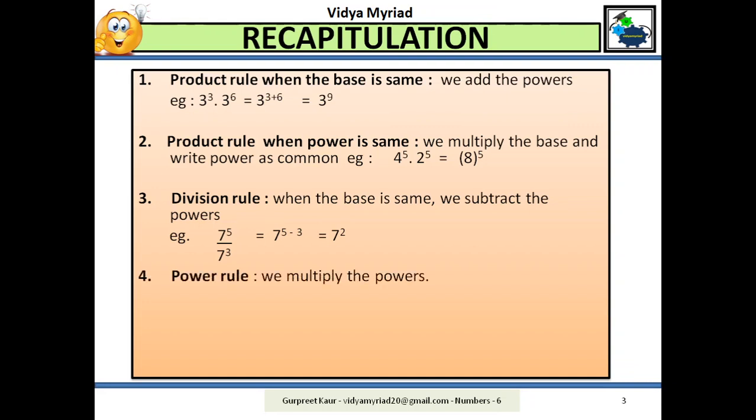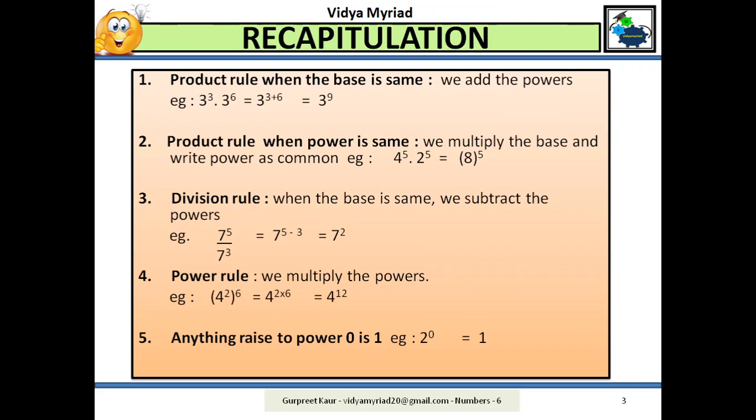Next is the power rule, where we multiply the powers. That means you will have a question like 4 raised to power 2 the whole raised to 6. So I will multiply the powers here, and it will become 4 raised to power 12. And the last is, anything raised to power 0, the answer will be 1. So these are the rules which you have already done in your previous classes.